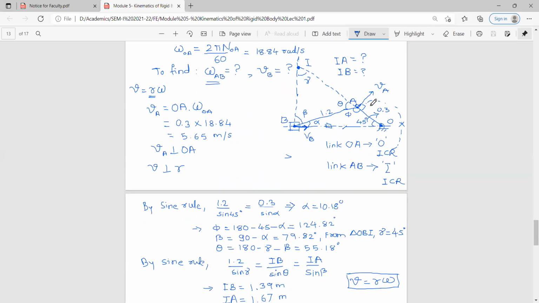Look, point A is here. Point A is on crank OA, as well as on connecting rod AB. It is a common point for both. Suppose you consider point A to be on the crank, then the information of the crank will be applicable. What is the ICR of the crank? What is the angular velocity of the crank?